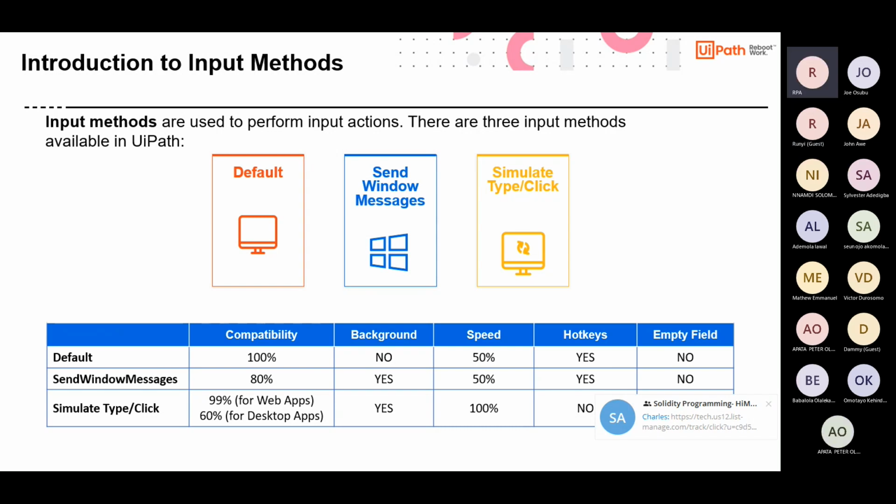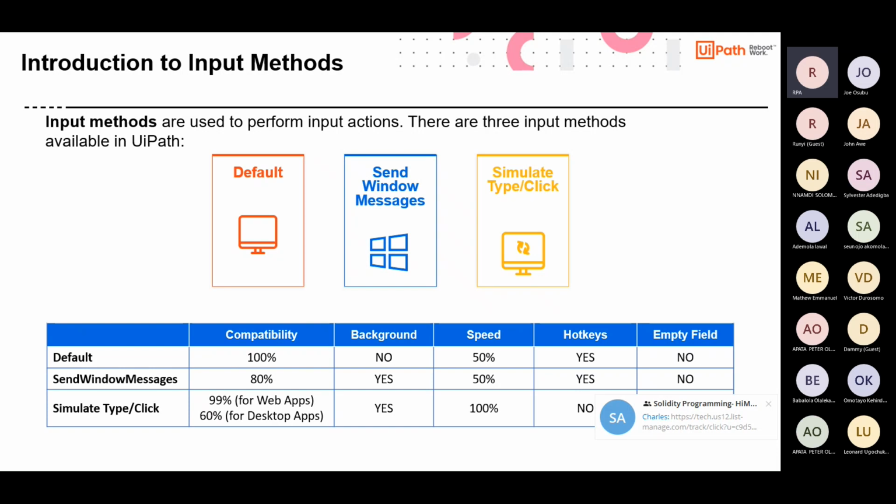For background, default doesn't work in the background, because you see the clicking, typing, hovering, and sending hotkey. You keep seeing all this with default. With send window messages and simulate type click, they work in the background. Default works in the foreground.